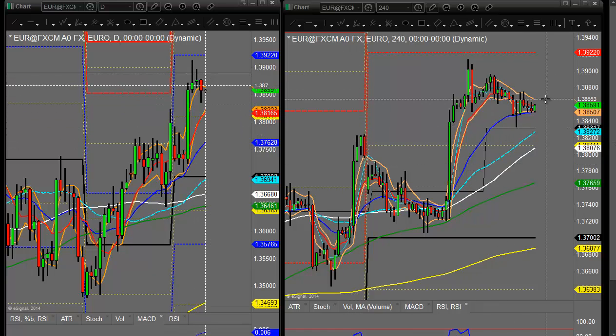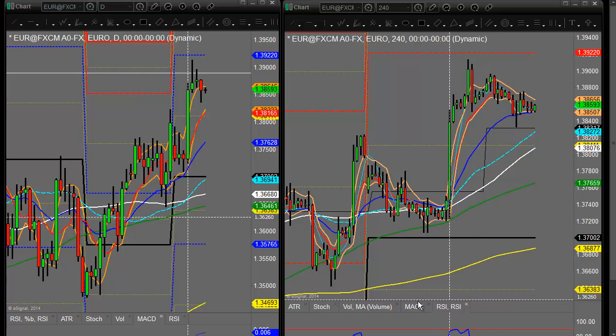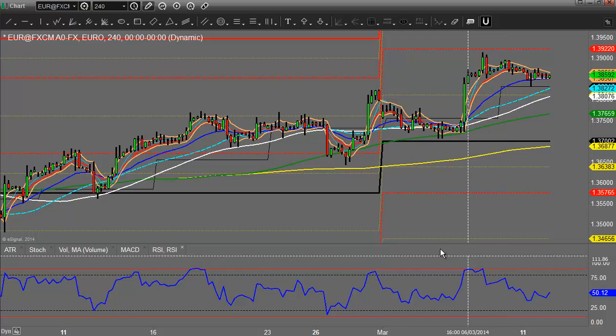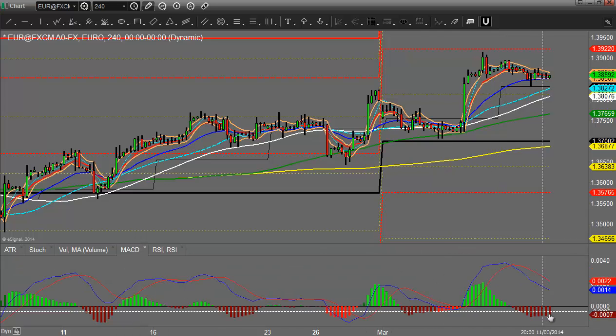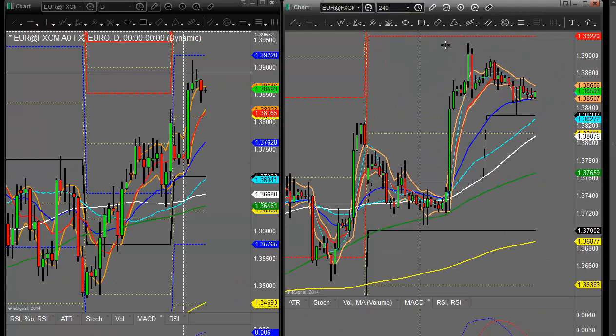In terms of direction, as I said, a possible move to the upside. When you look at the actual overall movement here, it just looks like that momentum may be falling off a little bit in terms of the downside.